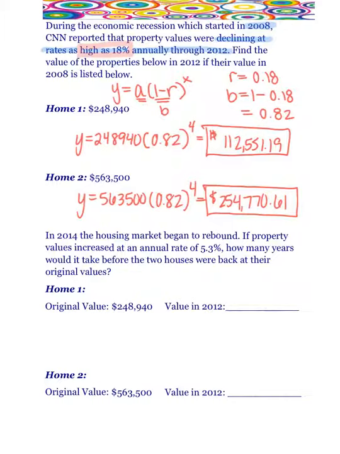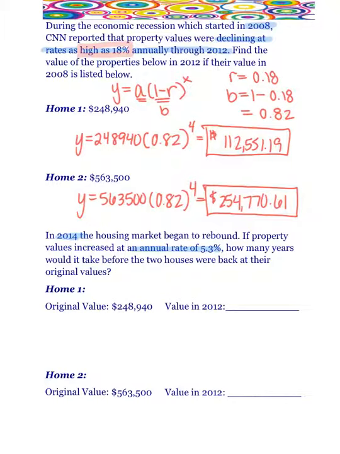It says in 2014, so now we've skipped 2 years. In 2014, the housing market began to rebound. So let's assume that from 2012 to 2014, it was just stagnant and it just stopped. It says if property values increased at an annual rate of 5.3%, how many years would it take before the two houses were back at their original values? All right, so now we're going back into a growth example, which is always going to be positive for these two home values.